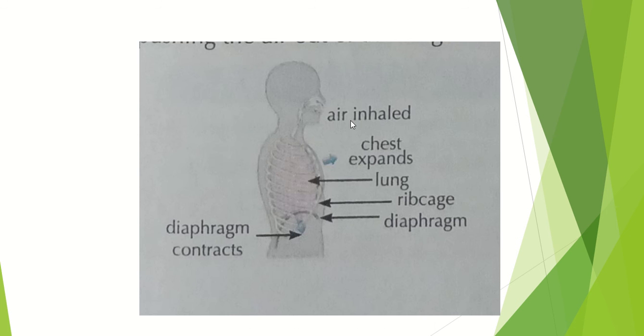Next, the picture is air inhaled. When we inhale air, then what happens? The chest expands. Our chest gets expanded. This is the lung, this is the rib cage, this is the diaphragm, and this is the diaphragm contracting.